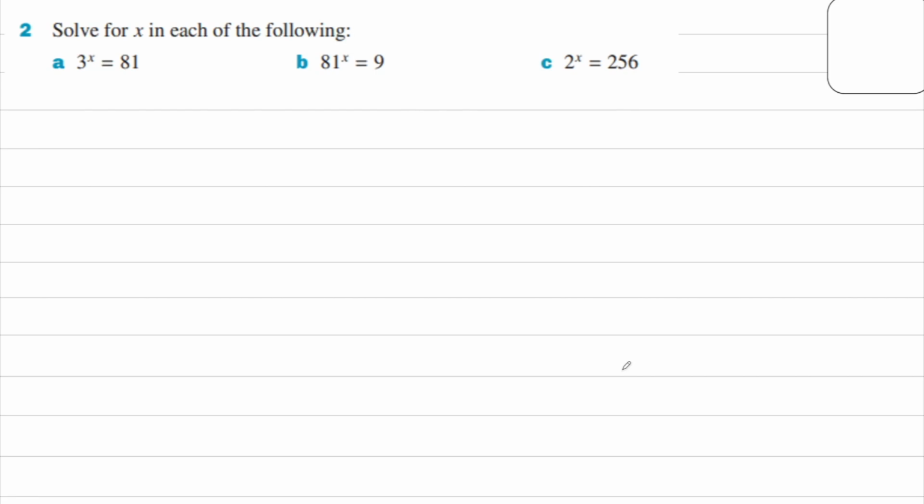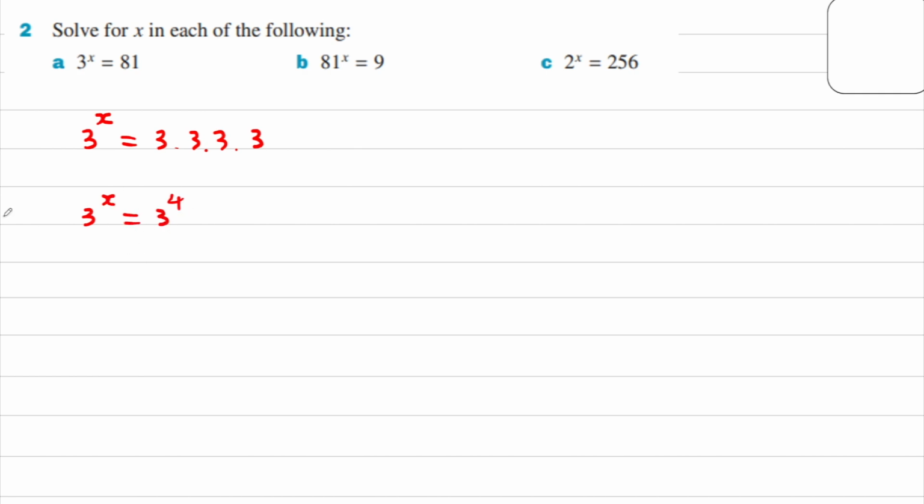About exponential equations, let's practice. Question A: 3^x on one side, and on the other side you got 81. The main method for solving an exponential equation is that both sides of the equation have to have the same base number. So on the right hand side, I will convert 81 to 3 times 3 times 3 times 3. This means 3 to the power of 4.